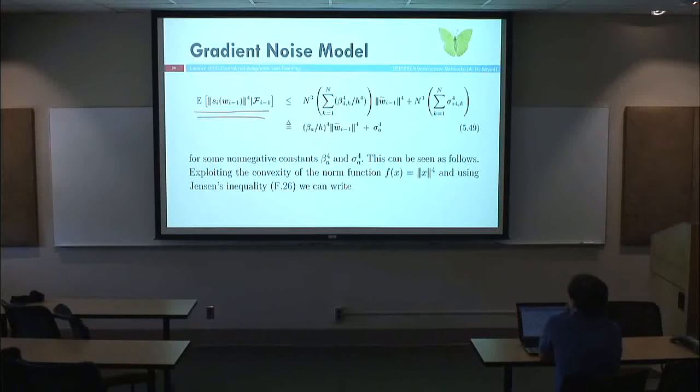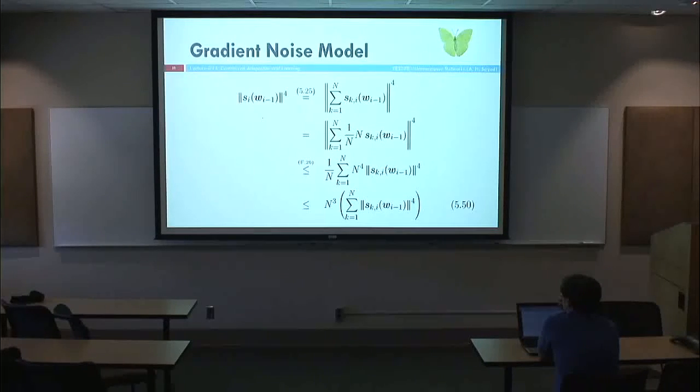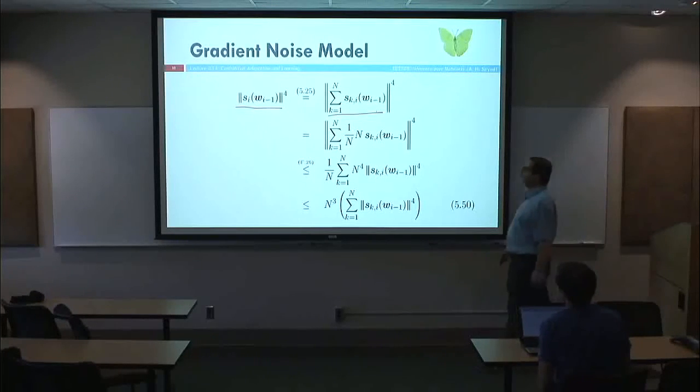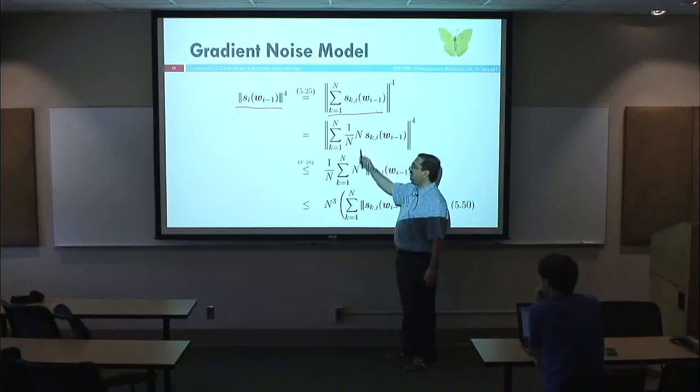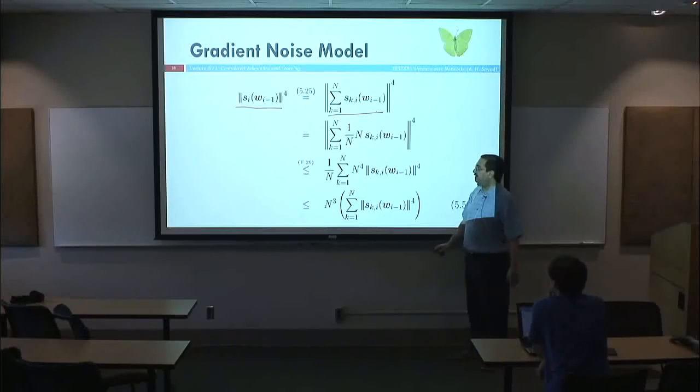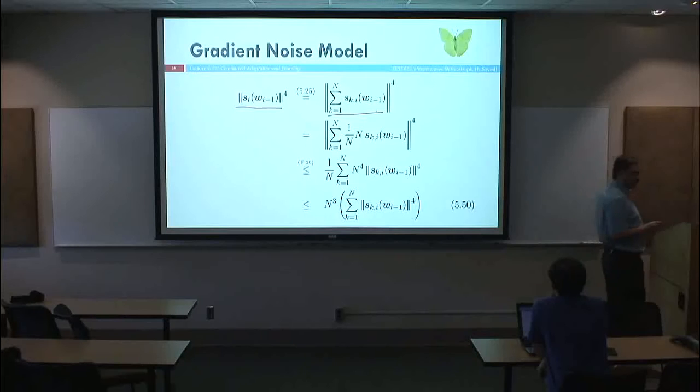Okay? So one way to get this result is as follows, you see. So the norm to the power 4, remember the aggregate gradient noise is the sum of the individual gradient noises. So that to the power 4. So now I can multiply and divide by n. I did not change anything. But remember that norm to the 4 is a convex function, right? This function here is a convex function.